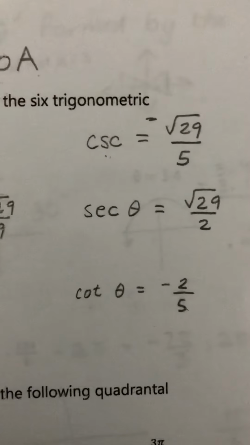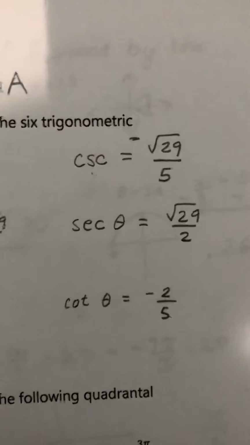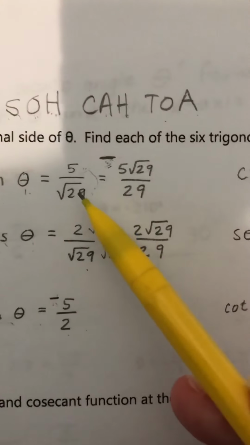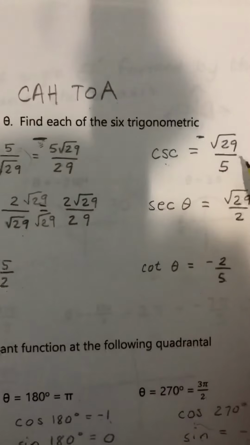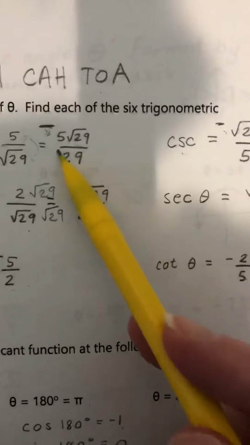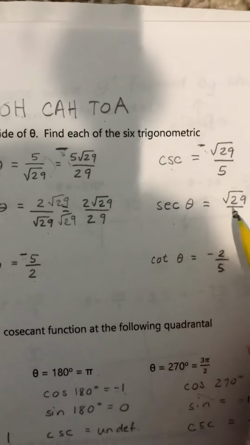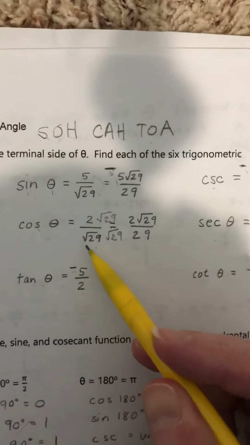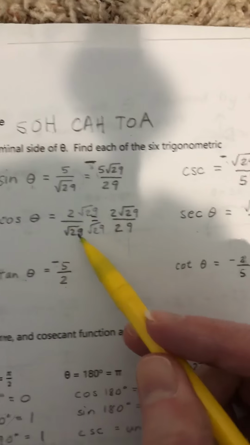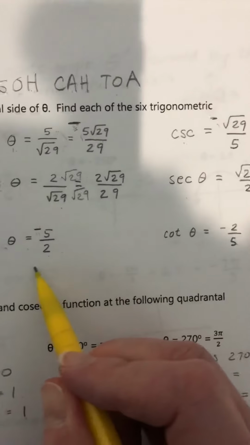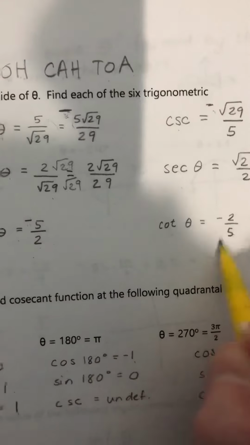Cosecant is just the reciprocal of the sine. So take this fraction, flip it, and it also has to be negative because the sine was negative. Secant is the reciprocal of the cosine, so take this fraction, flip it, it's positive. Cotangent is the reciprocal of the tangent.